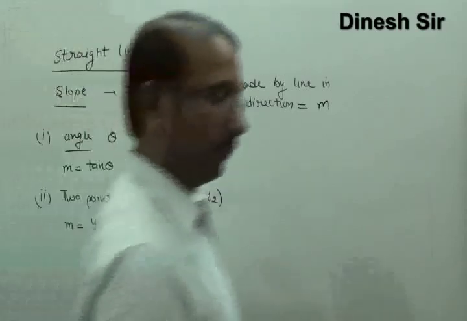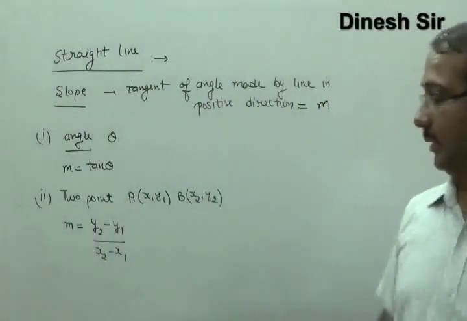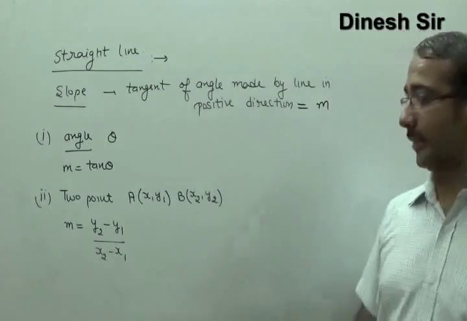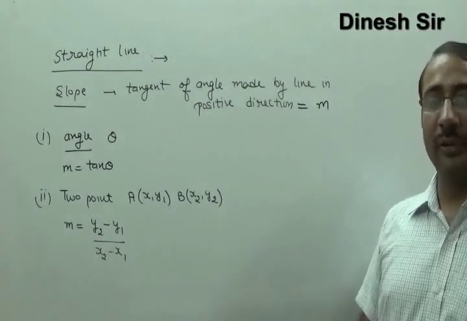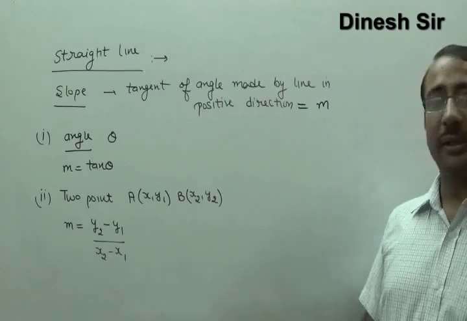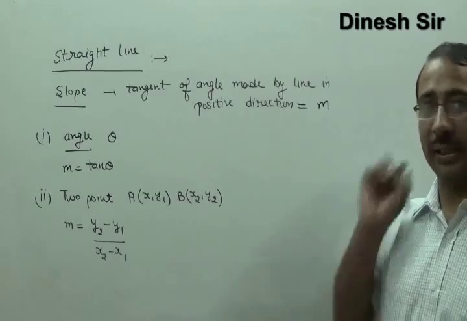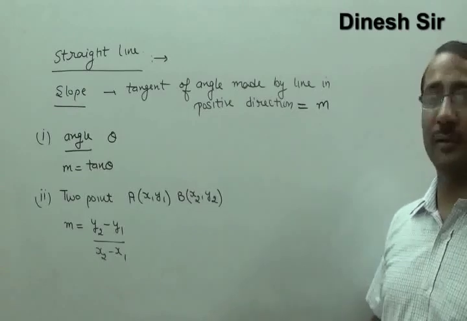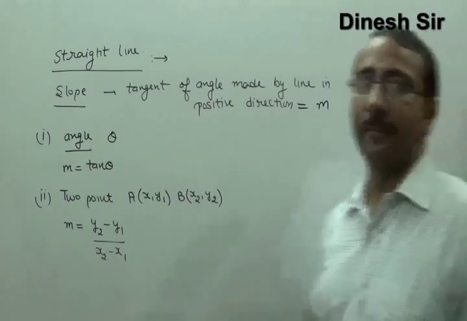Suppose you have to find the slope of a line and the points A (x1, y1) and B (x2, y2) are given. Here you can say the slope of the line is y2 minus y1 upon x2 minus x1. It is very easy for us to find the slope when 2 points are given.